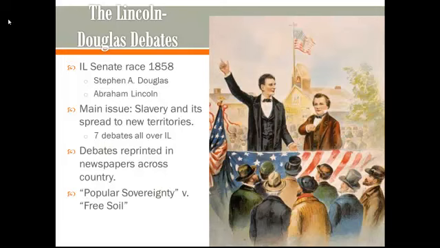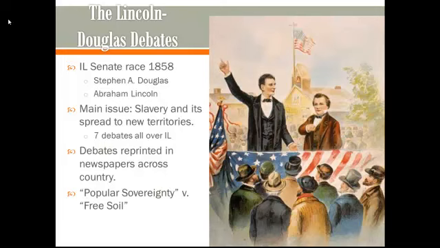The accounts of what they said, their exact words, were recorded and reprinted in newspapers all around the country. Because the big issue in the Lincoln-Douglas debates was slavery, and especially slavery's spread into new territories.